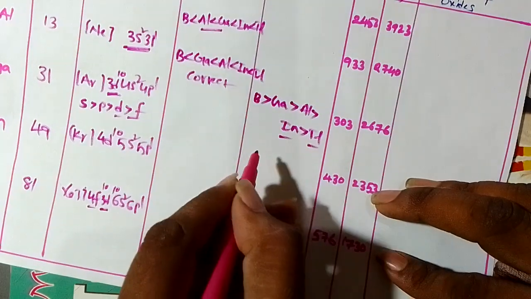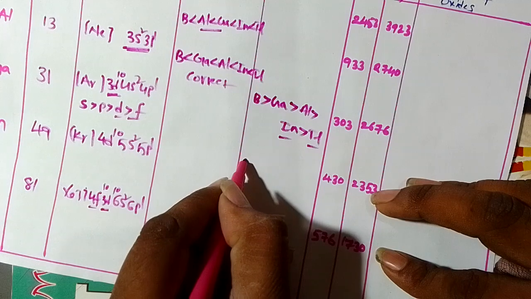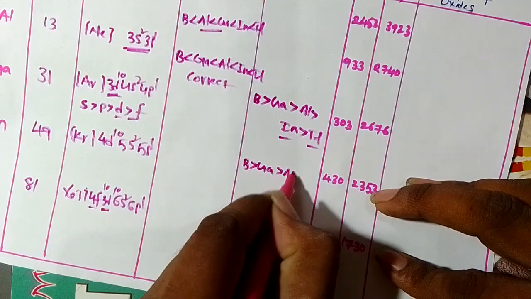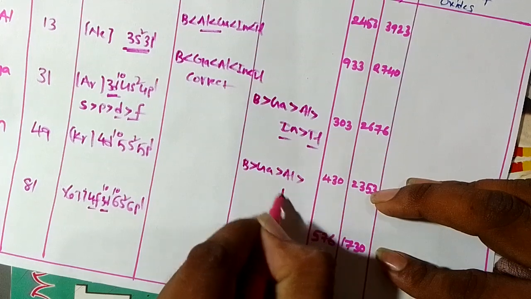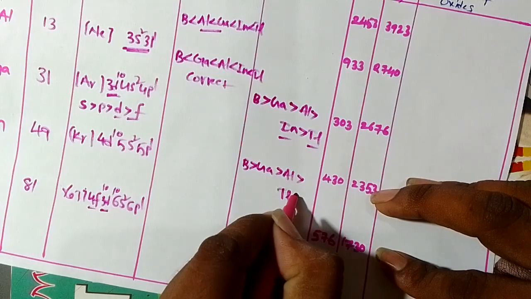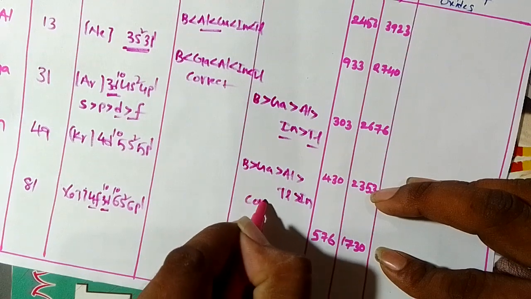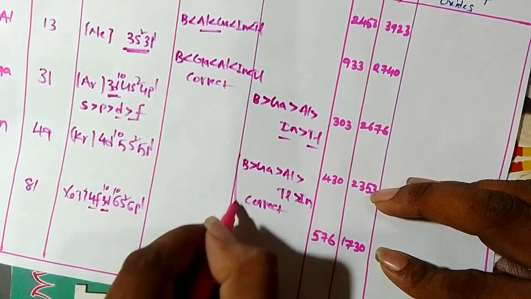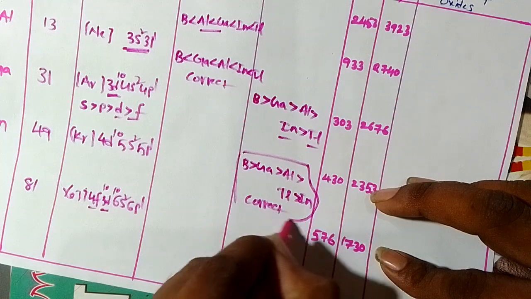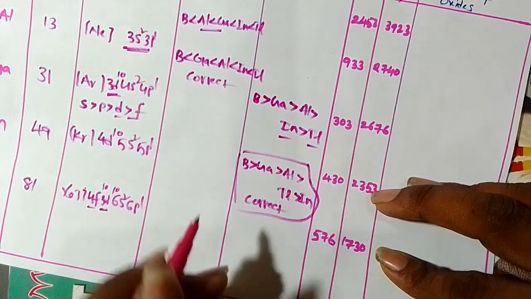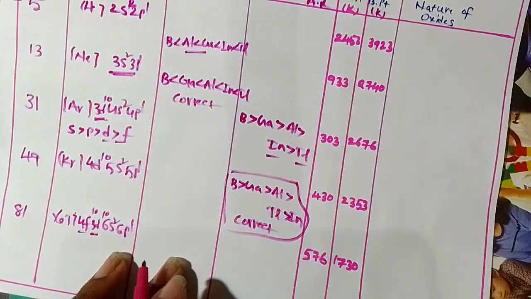So that's why the sequence should change like this: boron, gallium, aluminum. After that, thallium comes. Thallium has more ionization energy compared to indium. This is the correct sequence, the correct ionization energy of third group elements: boron, gallium, aluminum, thallium, indium. This is the ionization energy sequence.